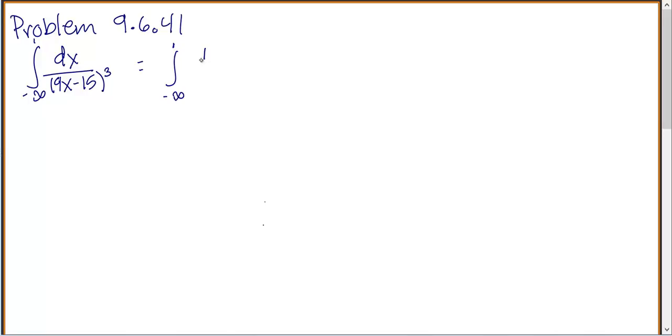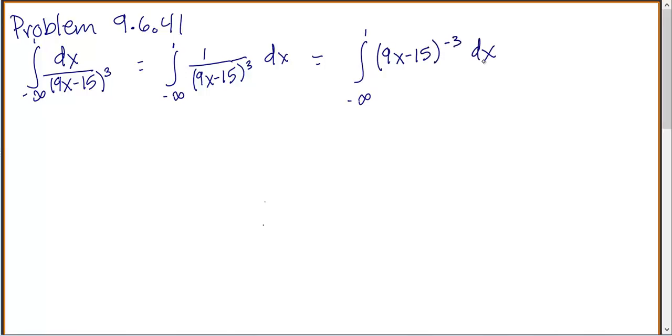when people typewrite it, where they put the dx on top of the fraction. There's nothing wrong with it, it bugs me personally. So rewrite this as 1 over (9x minus 15) cubed, and it might make a little more sense that way. Or we might go even a step further and say this is (9x minus 15) to the negative 3 dx. That's the easiest way for us to then take the integral.